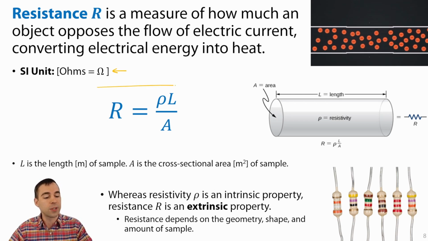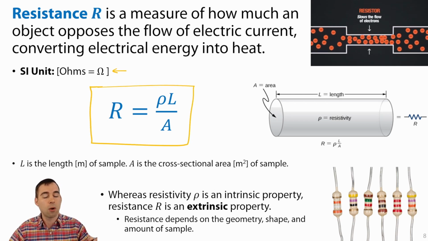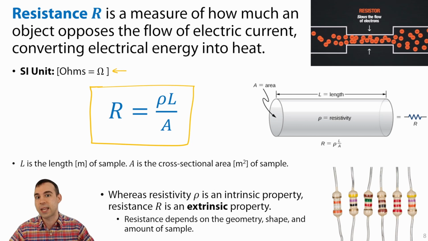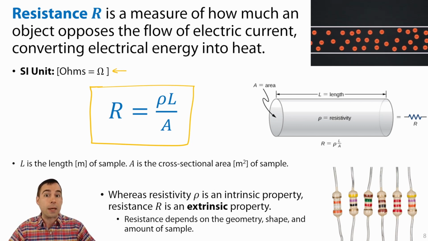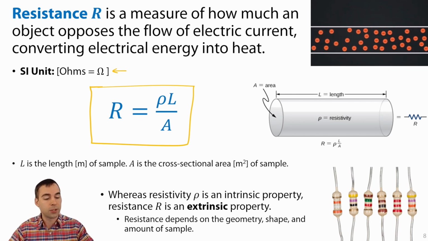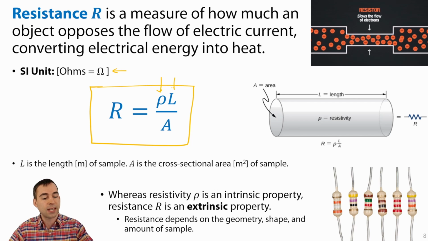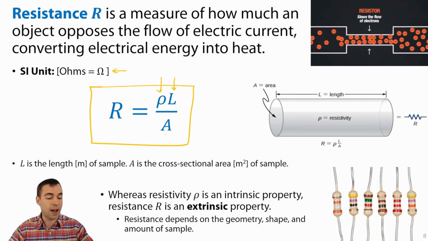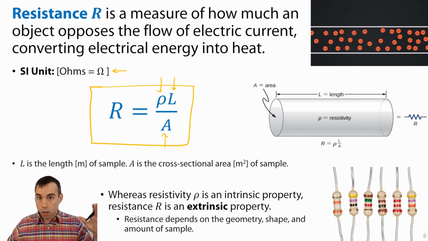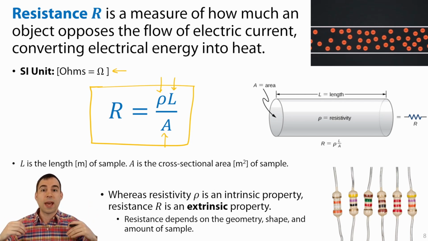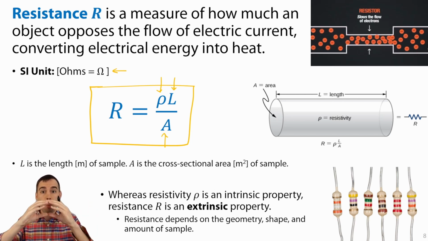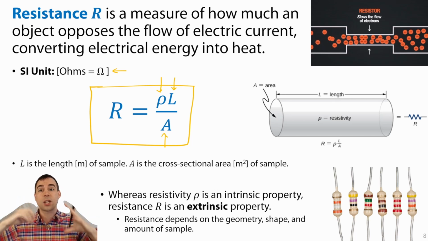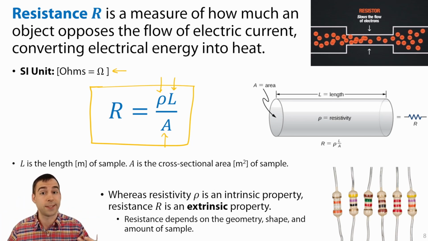And to calculate the resistance, we will have to take into account the geometry of the specific sample that we're looking at and the specifics of the material. So the resistance will be the resistivity times the length of the material divided by its area. This means that a longer material, a longer wire, would have a greater resistance, and a wider wire with a greater cross-sectional area would have a lower resistance.